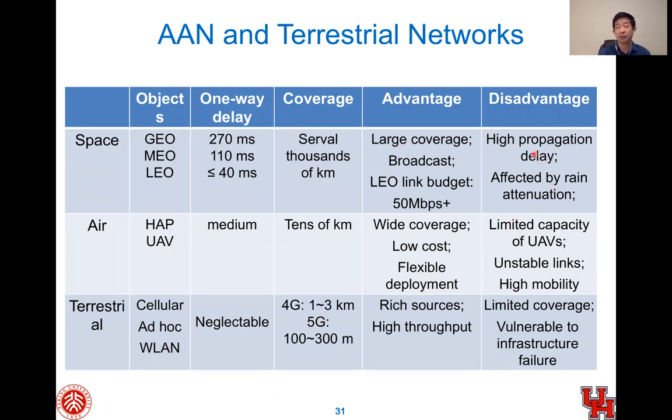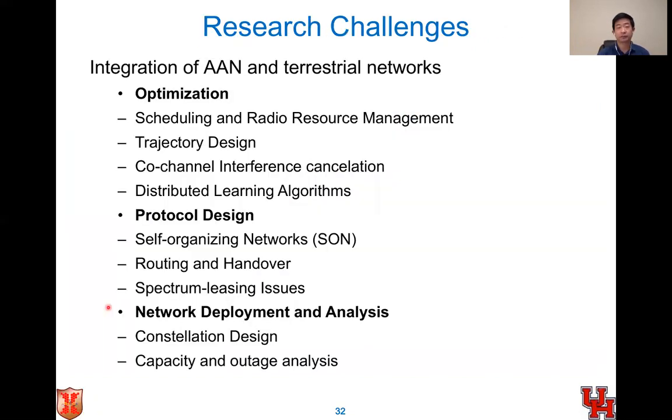For space, the disadvantages are propagation delay and rain attenuation. For air, it's basically how long you can stay there, and also air fluctuation. For terrestrial, it's expensive. So basically, in 6G for AAN, how can you integrate space, air, and terrestrial together? It's indeed a very hot topic.